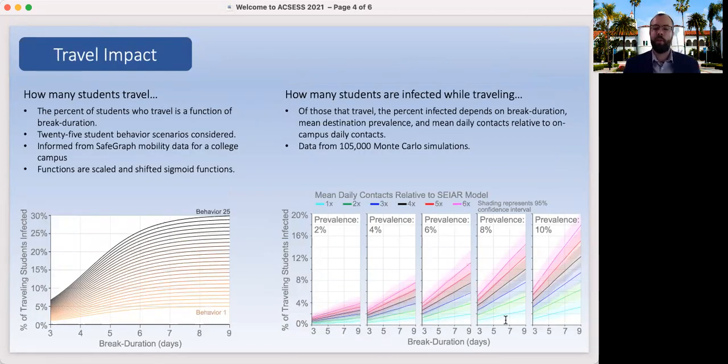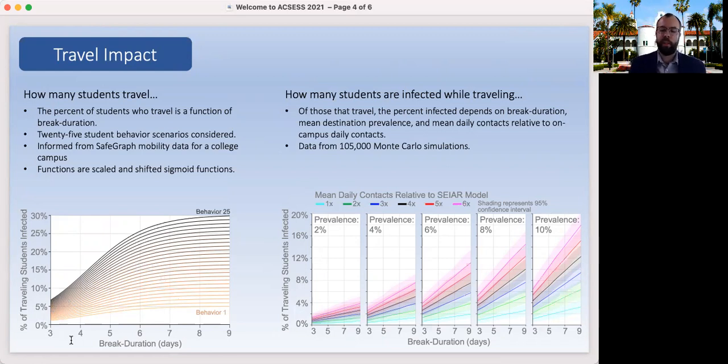Determining how many students will travel during a break and how many of them will return infected is complicated, so we decided to model a range of possible scenarios. The number of students that decide to travel is represented as a function of break duration. Using cell phone locations from SafeGraph mobility data as a proxy for student movement, we noted that the number of students traveling during this past Thanksgiving, which was a 5-day break, is roughly 3 times the number during Labor Day weekend, which is a 3-day break. This relationship is captured in these 25 curves. That is, the value of 5 days is approximately 3 times the value of 3 days. These are scaled and shifted sigmoid functions, and they were selected to cover a range of probable student movement behaviors.